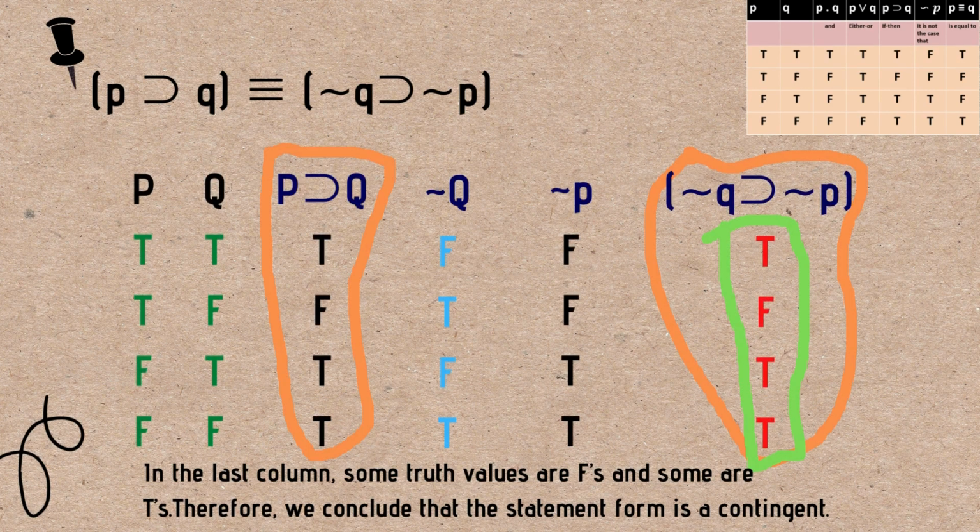As you can see, for P material implication Q, we are getting T F T T, and on the opposite side, for negation Q material implication negation P, we are also getting the same values, T F T T. This implies both the terms are in the form of biconditional.